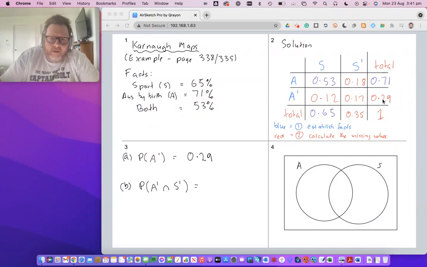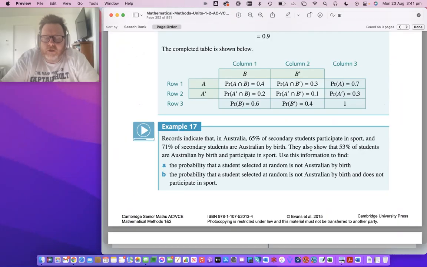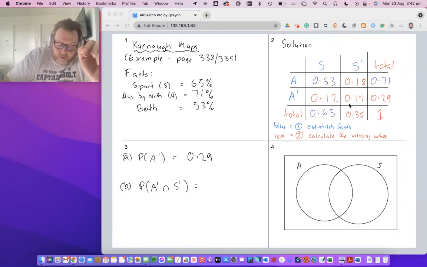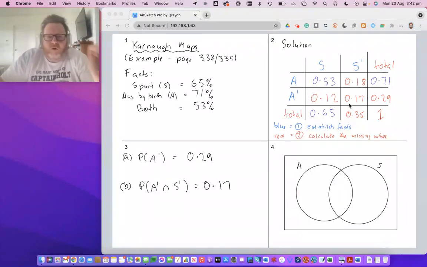And then the second one is, what's the probability that a student selected at random is not Australian by birth and does not participate in sport? So not that one, nor that one. That would have to be not A, not sport. If we look at the intersection of those two, in other words, where the row and column converge, it's on this value here. So the probability of not A and not S is 0.17. And that's basically it. You're filling out a table and then solving problems based upon that table.